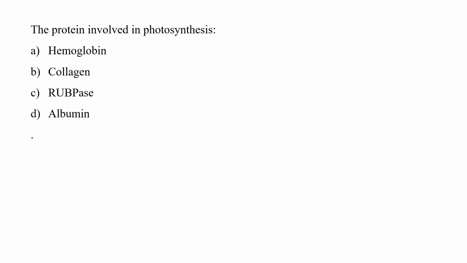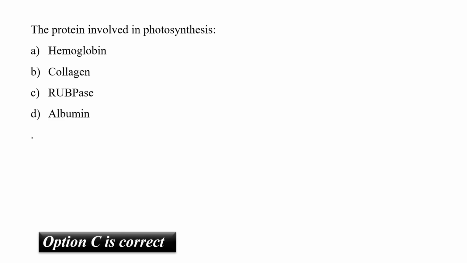The protein involved in photosynthesis is hemoglobin, collagen, rubisco, or albumin. Rubisco or ribulose bisphosphate carboxylase is a universally present enzyme in all photosynthetic plants. This is a very simple lower class question which you can remember. So option C has to be the correct answer.